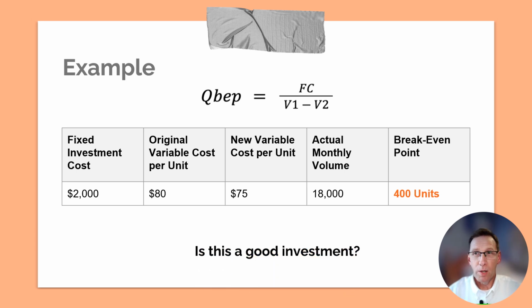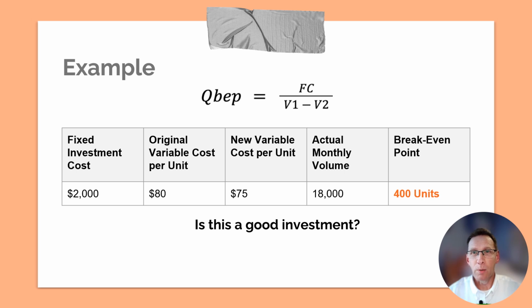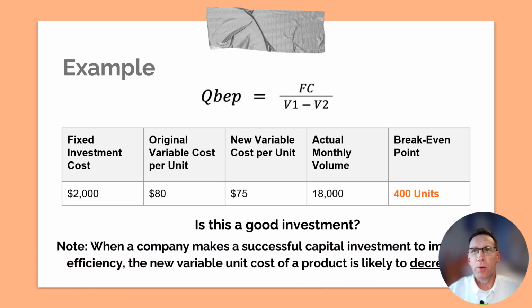So question is, is this a good investment? Well, yes, because your break-even point is 400 units and your actual monthly volume is 18,000 units. If this is smaller than this, then it's a good investment. Another thing to note is that when a company makes a successful capital investment to improve efficiency, the new variable unit cost of a product is likely to decrease. That's the goal. That's part of the goal.